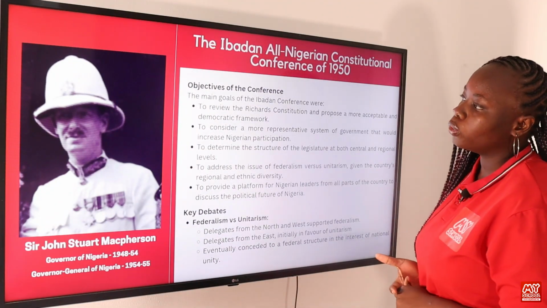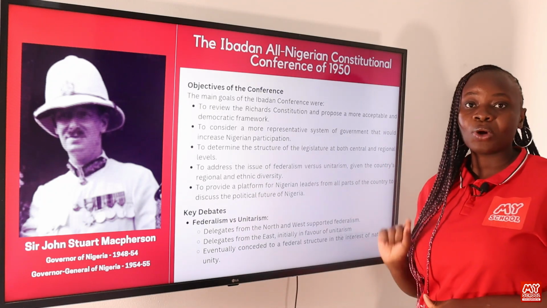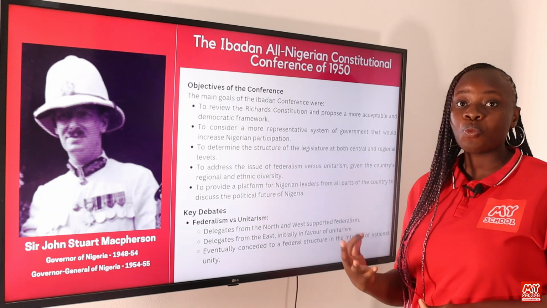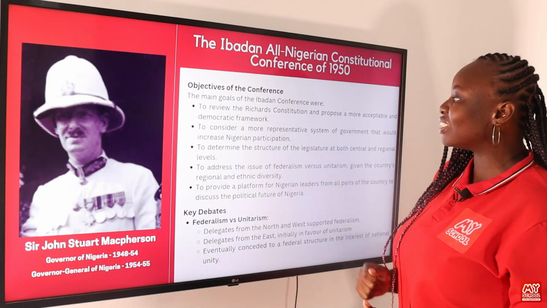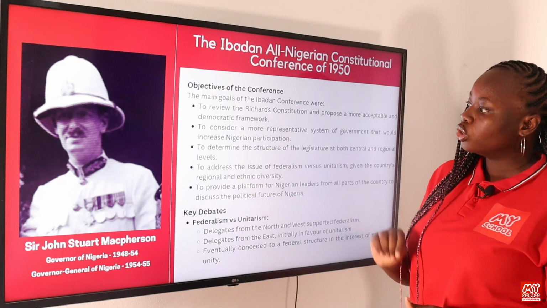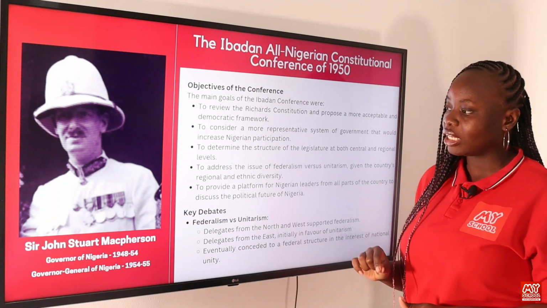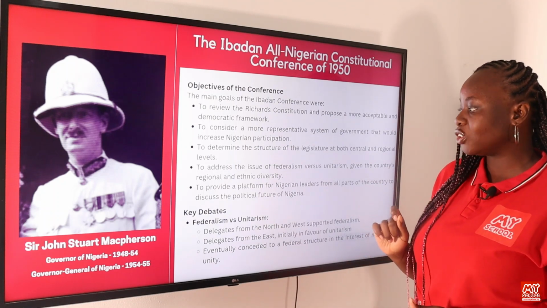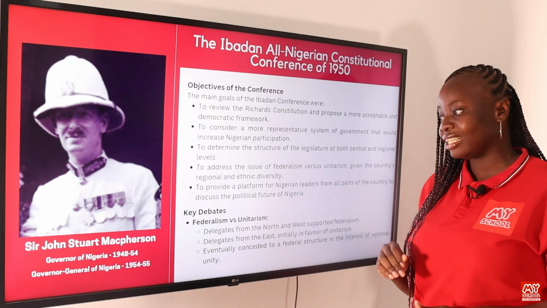One of the main goals was to review the Richards Constitution and propose a more acceptable and democratic framework, a framework where Nigerians were allowed to participate in the political process, to consider a more representative system of government that would increase Nigerian participation, to determine the structure of the legislature at both the central and the regional levels, to address the issue of federalism versus unitarism, given the country's regional and ethnic diversity.